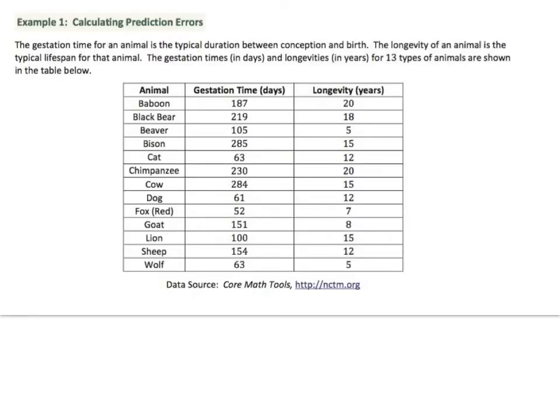So example 1, calculating prediction errors. The gestation time for an animal is the typical duration between conception and birth. The longevity of an animal is the typical lifespan for the animal. The gestation time in days and the longevities in years for 13 types of animals are shown in the table below.